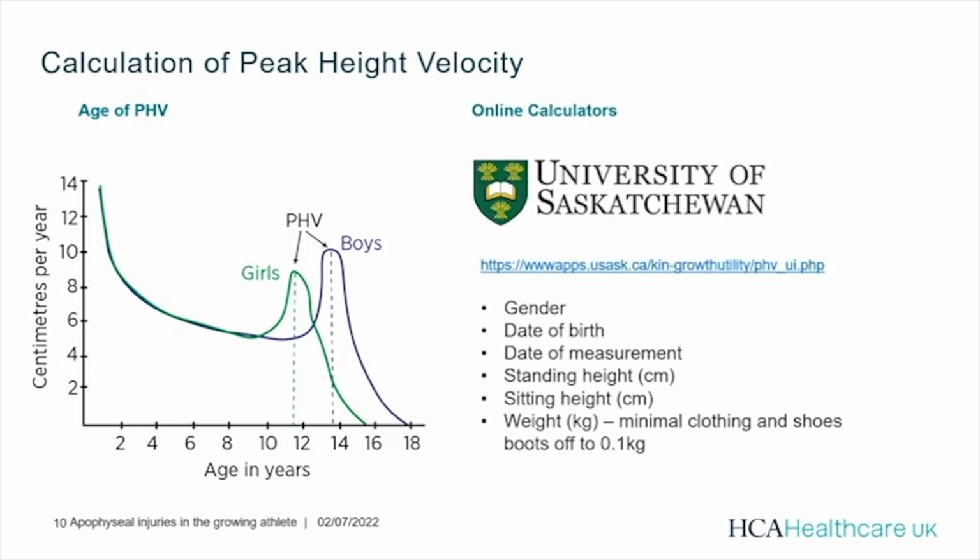Even easier than that, there's lots of very clever people on the other side of the pond that have developed online calculators. So actually all you need to do is get these measurements, put them into the online calculator, and then it will determine when the predicted peak height velocity is. What do you do with that information? You can plan around the level of training you're doing, the type of exercise you're doing, and just basic exercise and load management. So very, very important, very easy to do. So we should be making the most of that.